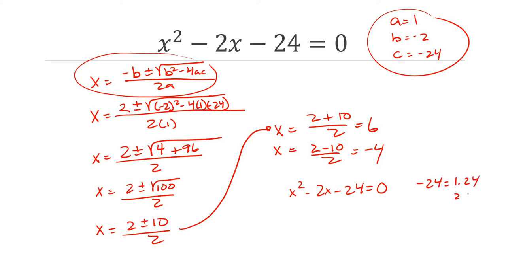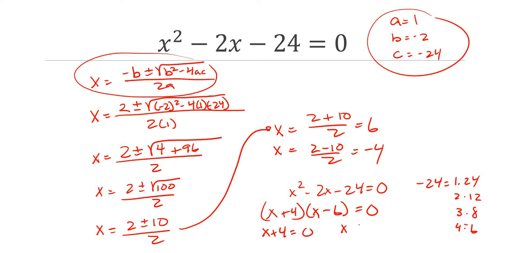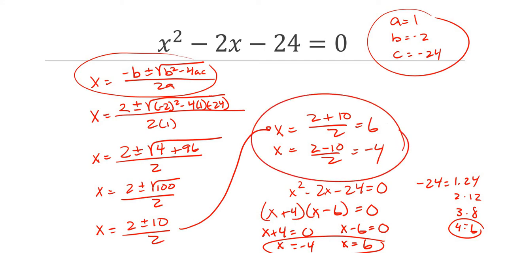Factors of negative 24 that add up to negative 2 are 4 and negative 6. x plus 4, x minus 6 equals 0. And then when I set these equal to 0, I have to move the number over so the sign will change. So you notice that my factors are 4 and negative 6, but my solutions are negative 4 and positive 6. Same solutions I got from the quadratic formula.